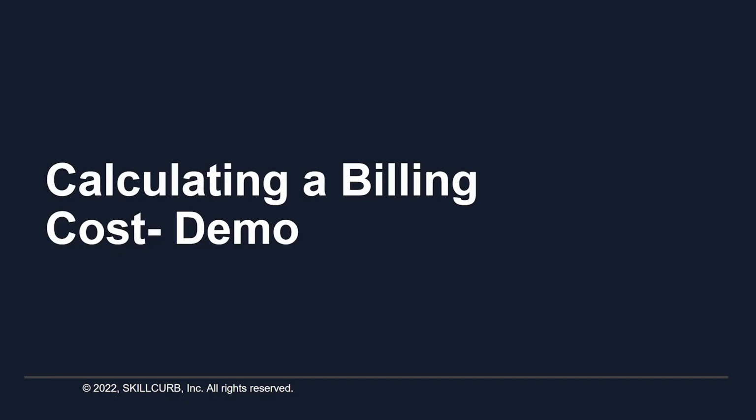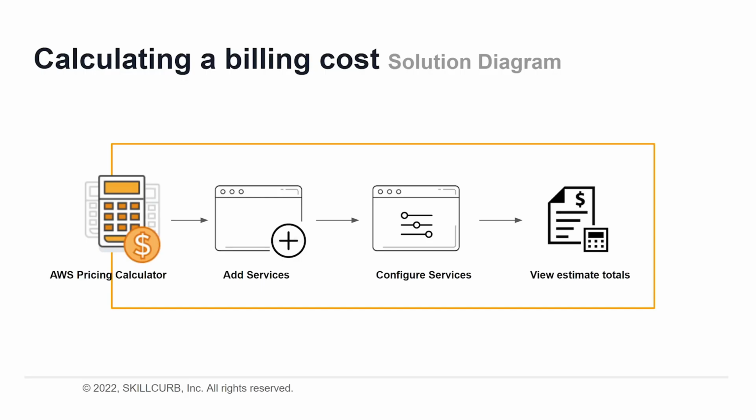Calculating a billing cost. Calculating costs for your AWS infrastructure can be a tricky ordeal, but guess what? AWS has a calculator to help you out. Sometimes you have to be careful because that money will run out before the end of the month. Luckily, the AWS calculator is there to help you understand where your money is going and maybe even have a proposal for you. Let's take a look at this calculator right now.